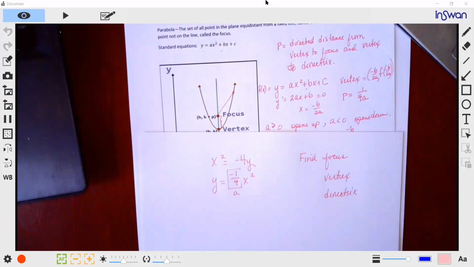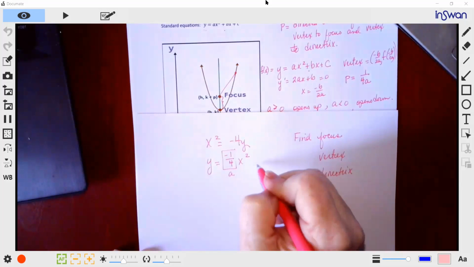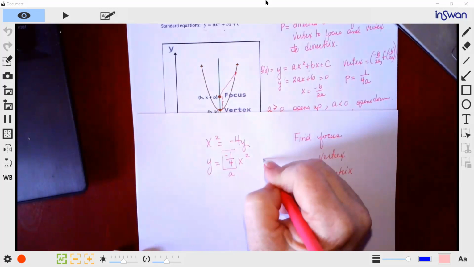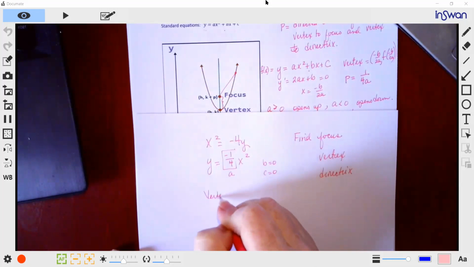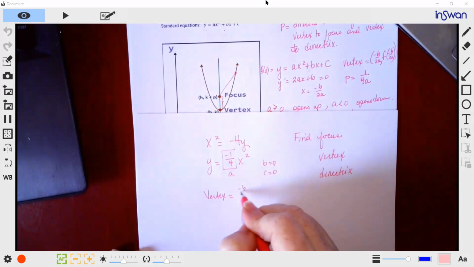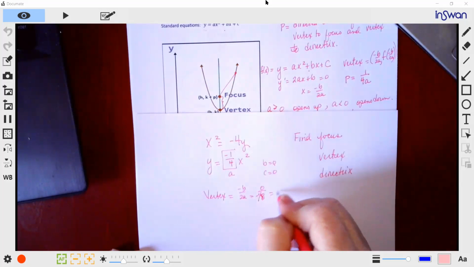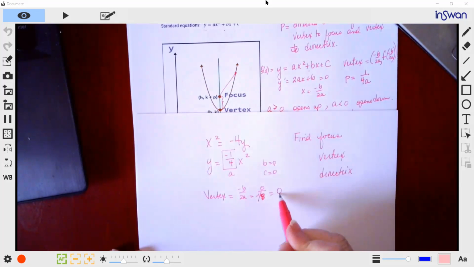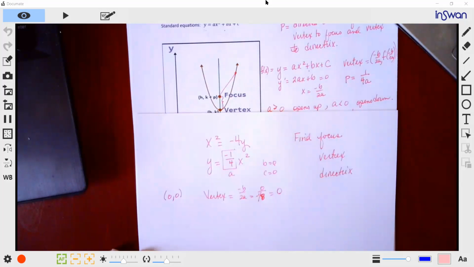Okay. Now, if you wanted to find the vertex, in this case, there's no b and no c, so b is equal to 0 and c is equal to 0. So the vertex here, negative b over 2a, would be 0 over 2 times negative 1/4, or negative 1/2, which is just 0. And the y coordinate when you plug it in is also 0. So our vertex is 0, 0.